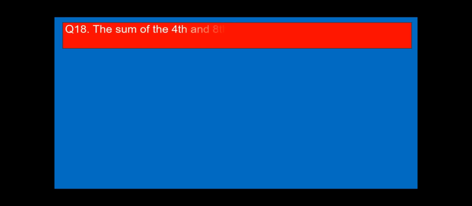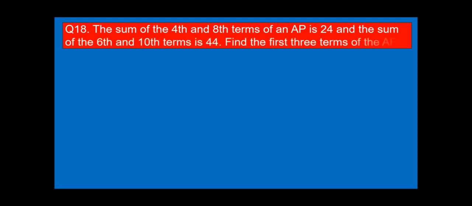Dear students, this is question number 18. The sum of the 4th and 8th terms of an AP is 24 and the sum of the 6th and 10th terms is 44. Find the first 3 terms of the AP. I shall repeat. The sum of the 4th and 8th terms of an AP is 24 and the sum of the 6th and 10th terms is 44. Find the first 3 terms of the arithmetic progression.